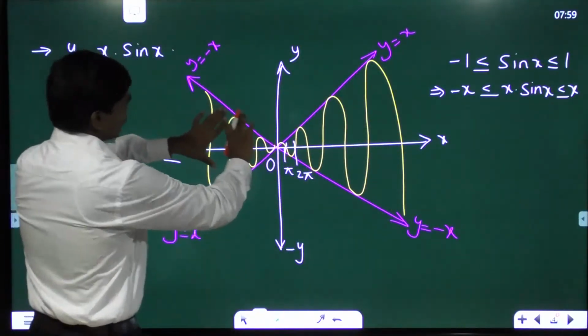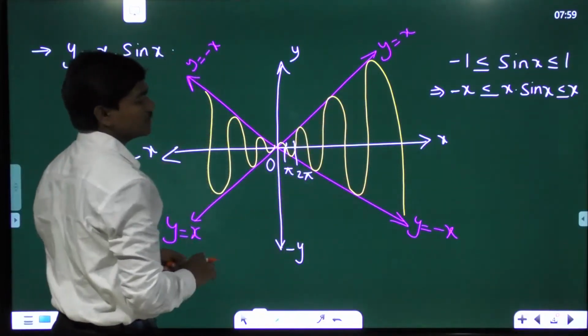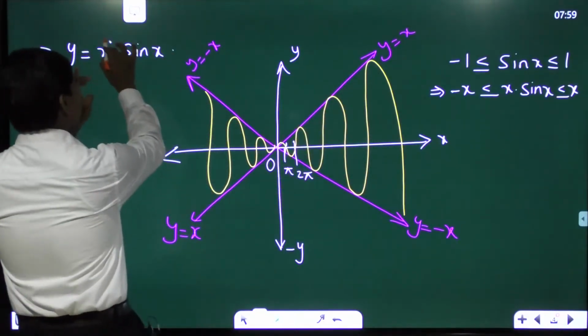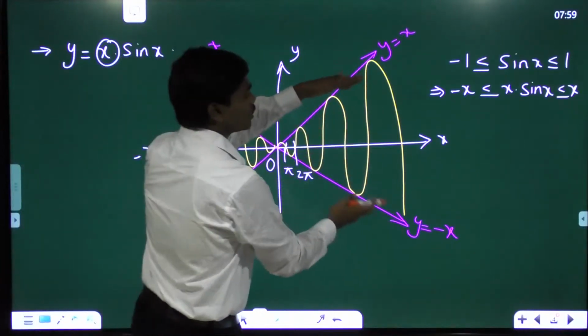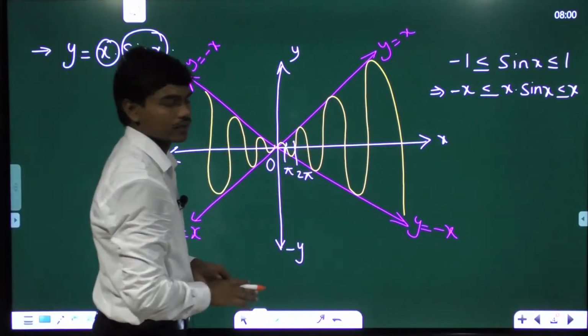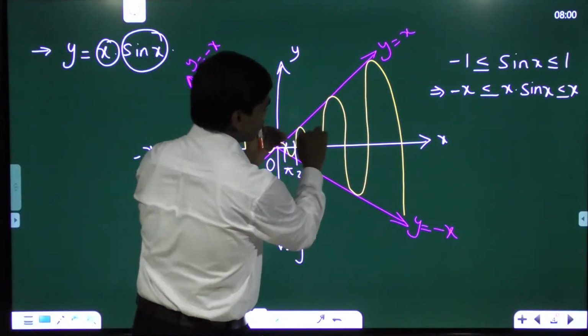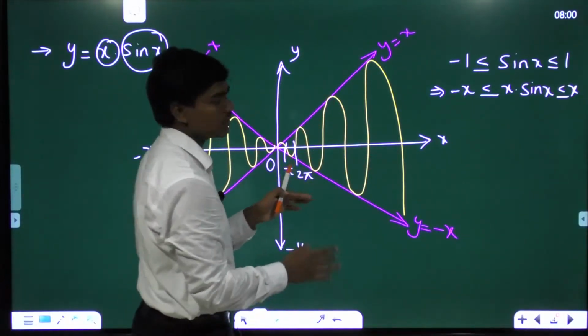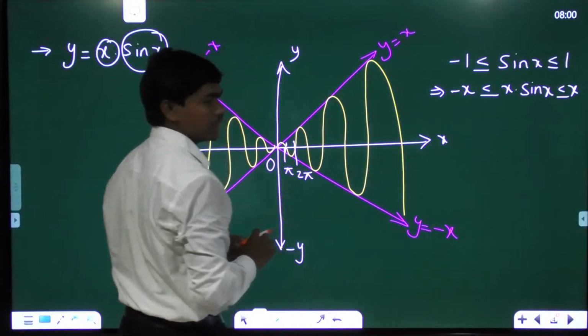Now, after setting up these pink lines which I have drawn here, this x denotes the increase in the magnitude of this function, and this sin x denotes the pattern of repetition of this function. So in between these lines, I am drawing my sin x pattern so that I can get the graph of x sin x.